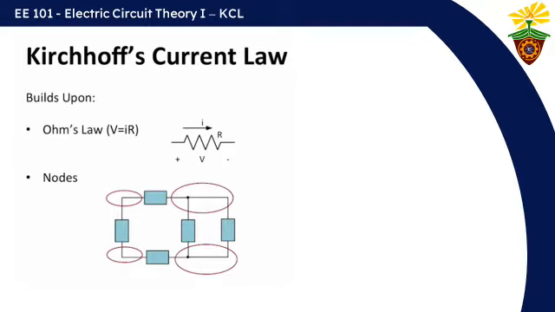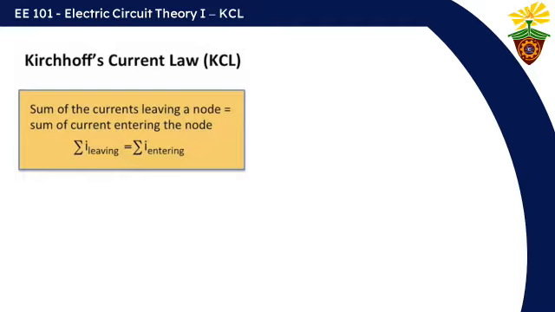This is Kirchhoff's current law. I'm going to call it KCL for short, just because it's easier to say. It's the sum of the currents leaving a node is the sum of the currents entering the node, and a shorthand notation is right here.